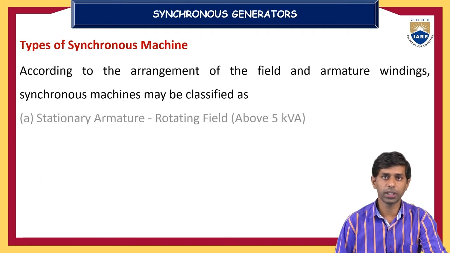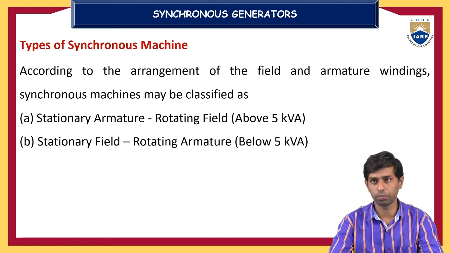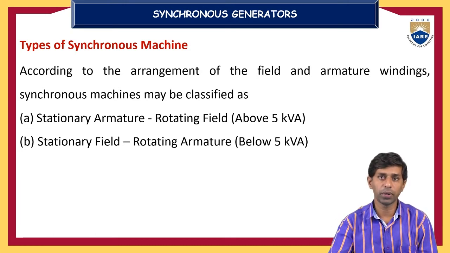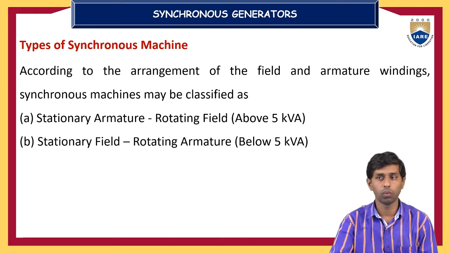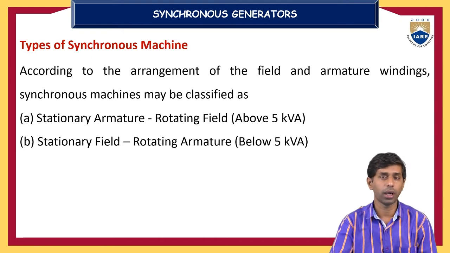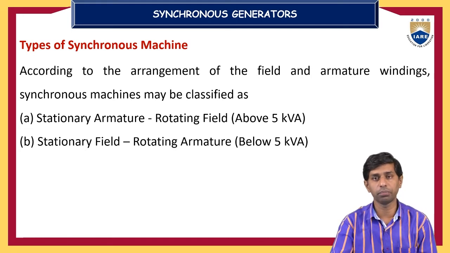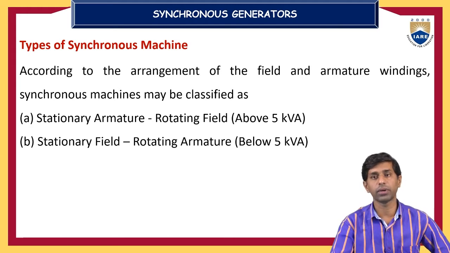Now the types of synchronous machines, based on the location or position of the magnetic field. According to the placement of the armature winding as well as the field winding, we can classify synchronous machines into two types. One is a stationary armature and a rotating field. The other is a stationary field and a rotating armature. We classify them into these two types, and it is also based on the rating of the machine.